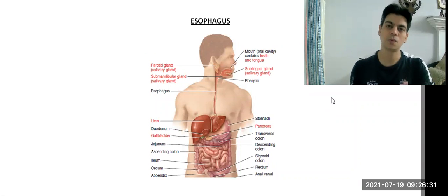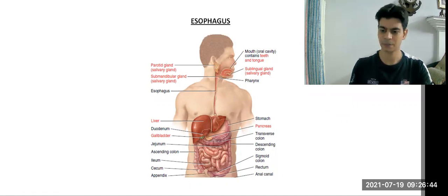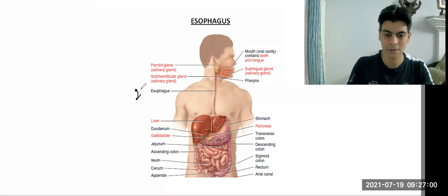Now we will look into the esophagus, which is one of the parts of the GI tract. As you can see in the diagram, this is the esophagus. It starts from the pharynx and ends in the stomach, to be precise, at the superior end of the stomach. Its length is 25 centimeters.